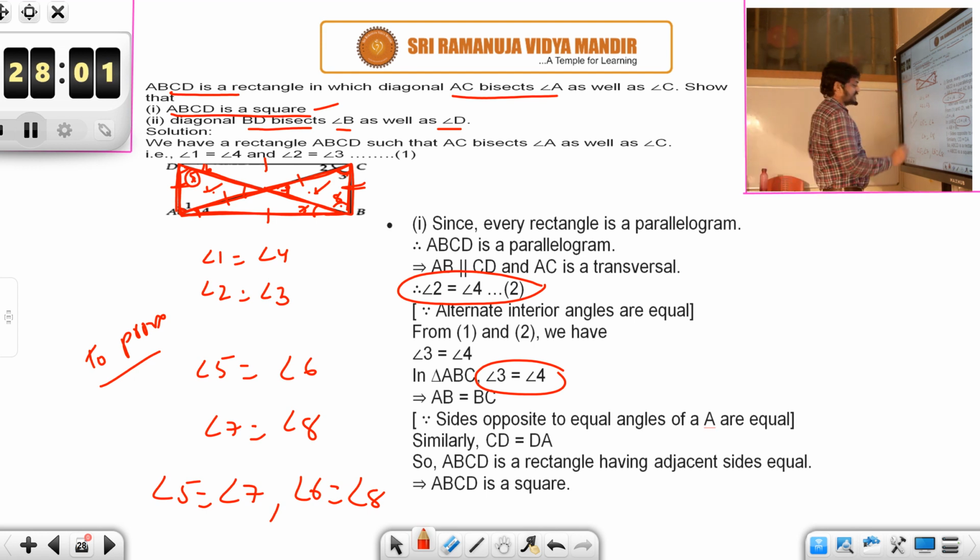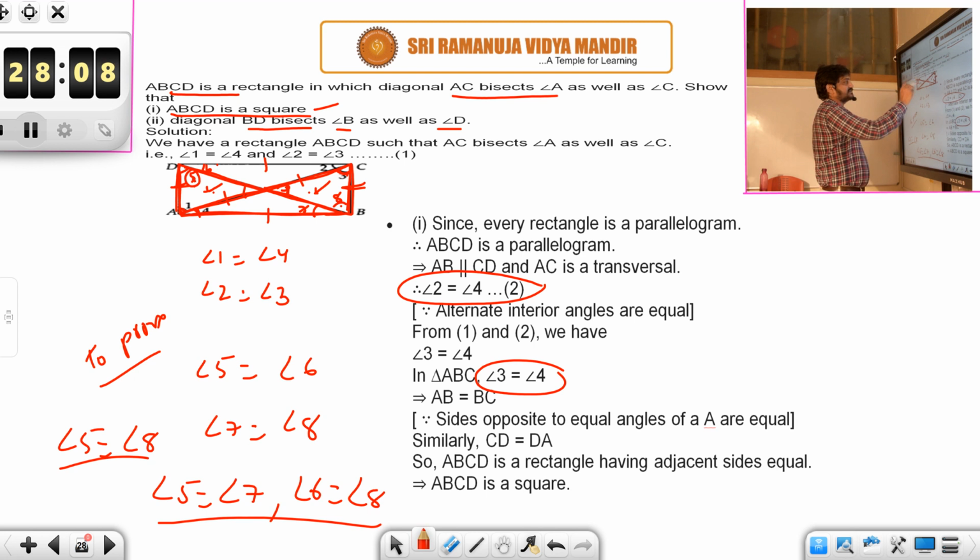So, angle 5 will be equal to angle 8. So, what does it mean? So, angle 5 is equal to angle 6. Similarly, angle 7 is equal to angle 8. So, that means this diagonal is bisecting angle D as well as angle B.